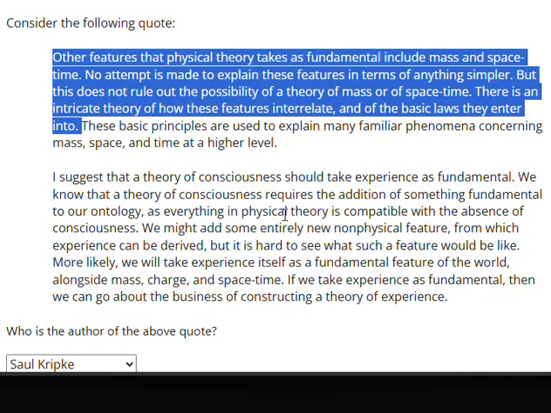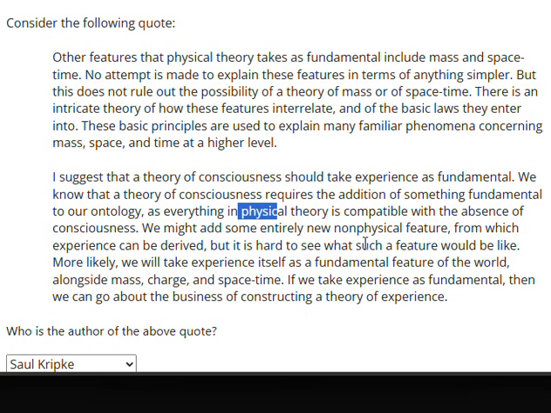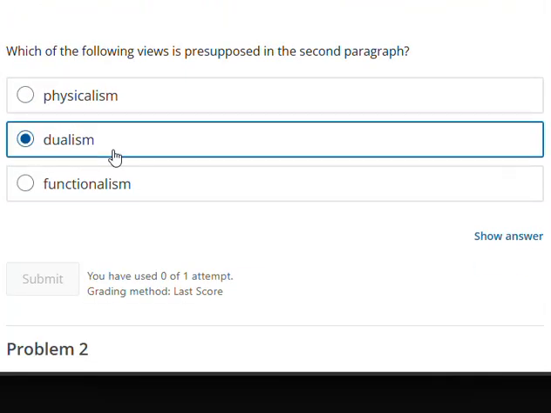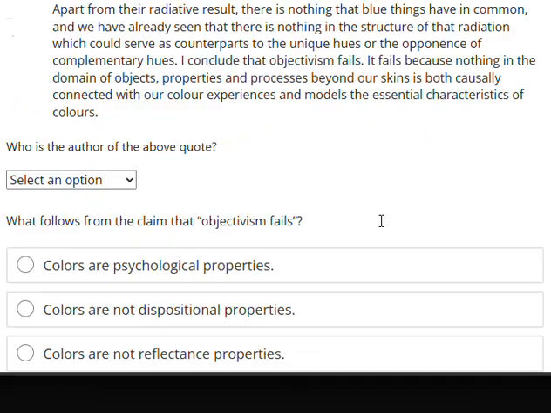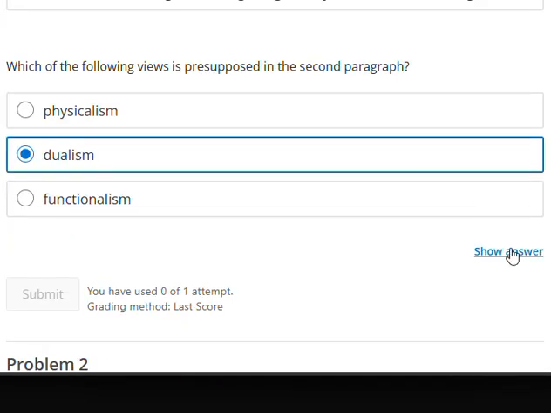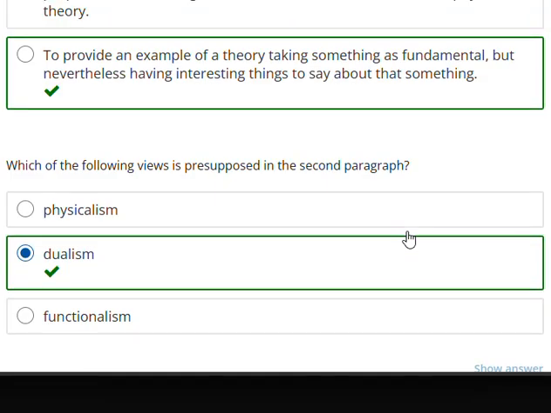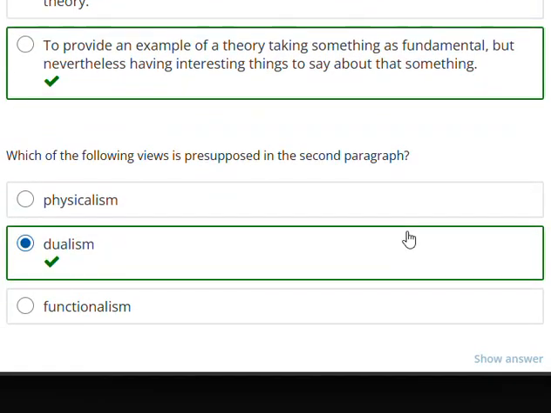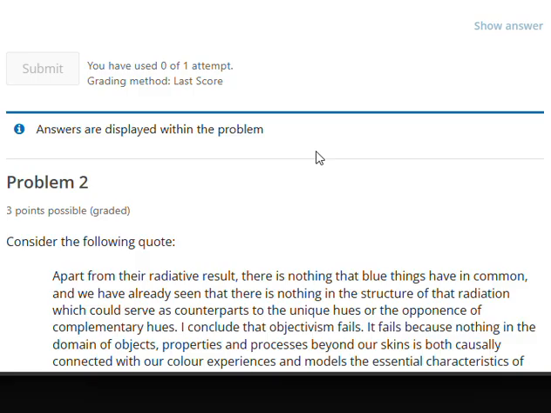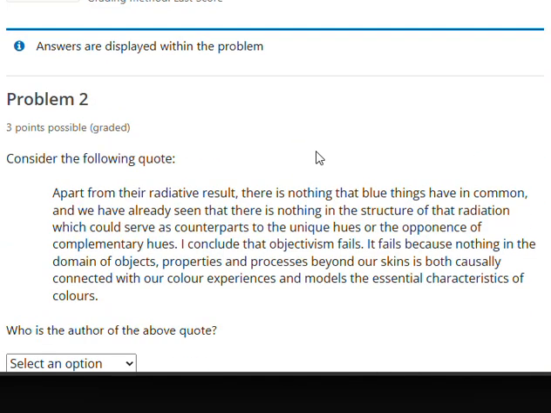So there's physical and non-physical. So it could be dualism. So we can't submit yet. So we'll do it. All right, so to provide an example of a theory taking something as fundamental but nevertheless having interesting things to say. So the third one's right.